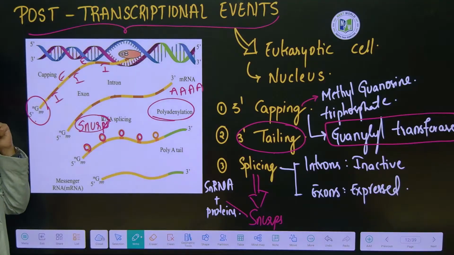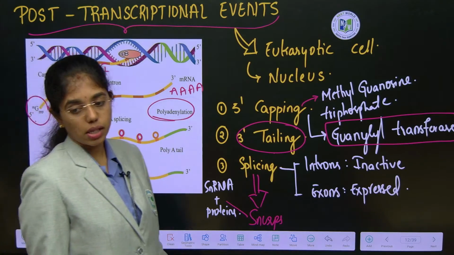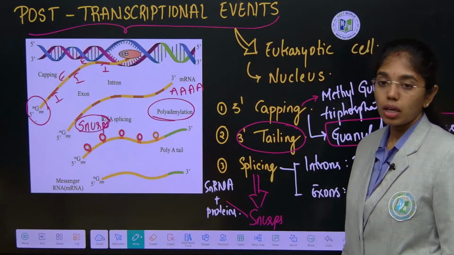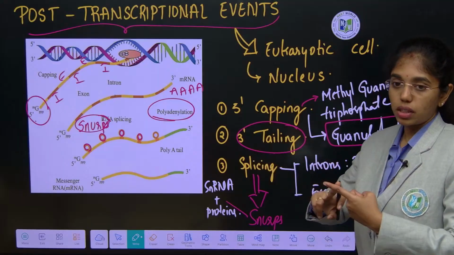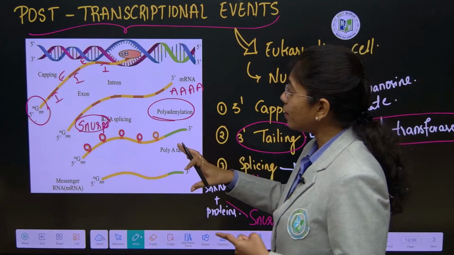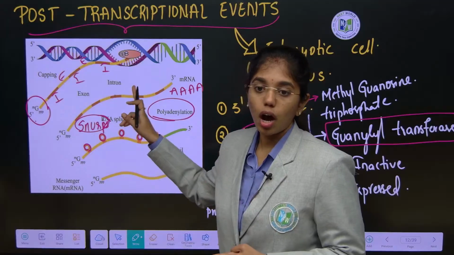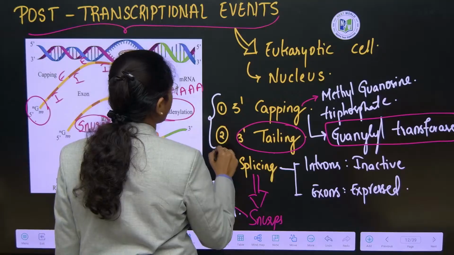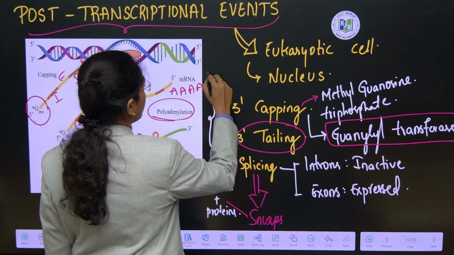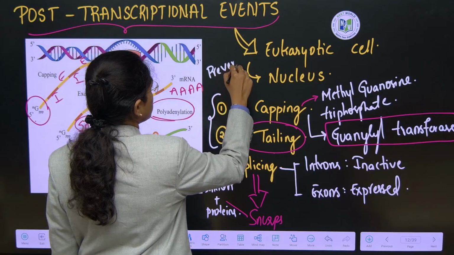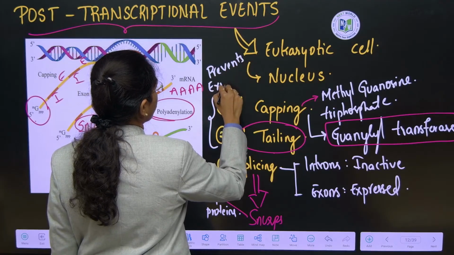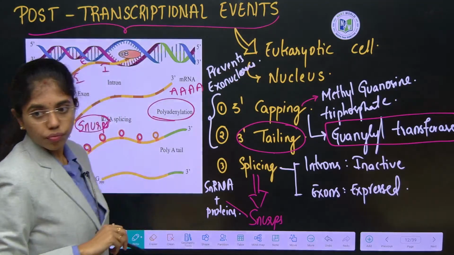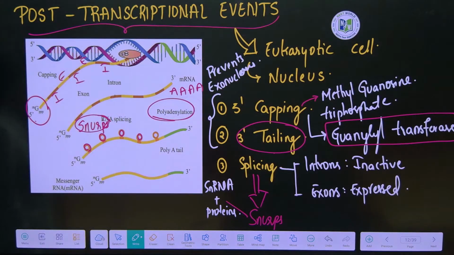Why are 5' capping and 3' tailing done? First, they prevent the activity of exonucleases on the mRNA strands. Okay? The very first key note is that this prevents the activity of exonucleases.